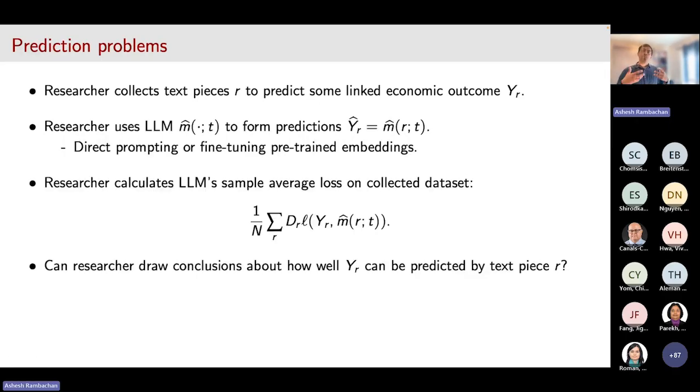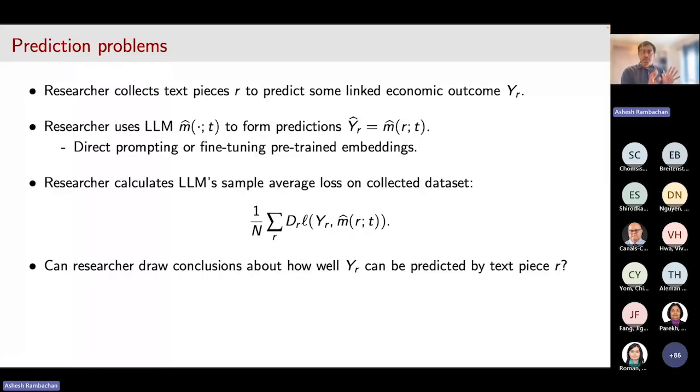So in this workflow, what would a researcher want to do? Well, they would want to use some large language model that I'm going to denote by M hat throughout the talk in order to form predictions Y hat. And you can imagine them doing that either by directly prompting a large language model or by taking its pre-trained embeddings and fine-tuning it with some supervised learning algorithm. Regardless of how they generate these predictions, the researcher would want to be able to calculate the large language model's sample average loss on their collected corpus, and then use that calculation in order to draw conclusions about how well the economic outcome can be predicted by text pieces R.